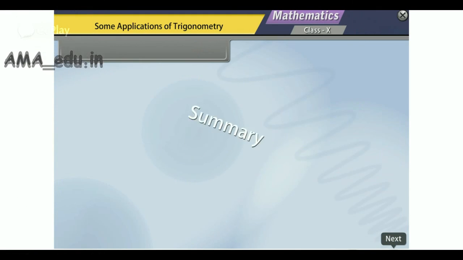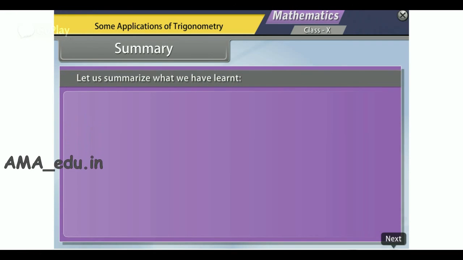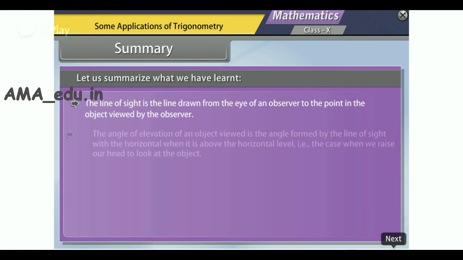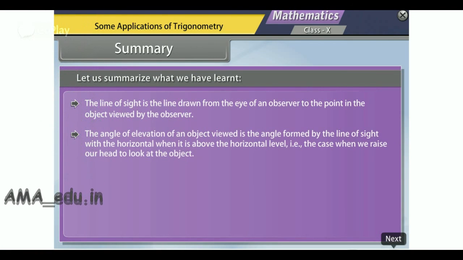Summary. Let us summarize what we have learned. The line of sight is the line drawn from the eye of an observer to the point in the object viewed by the observer. The angle of elevation of an object viewed is the angle formed by the line of sight with the horizontal when it is above the horizontal level. That is, the case when we raise our head to look at the object.